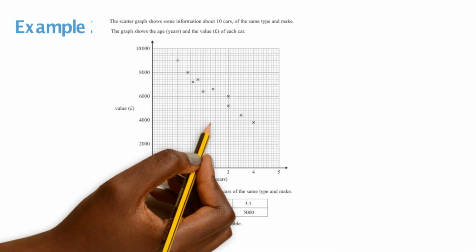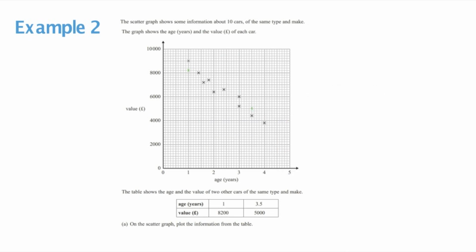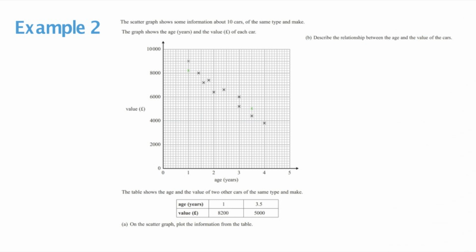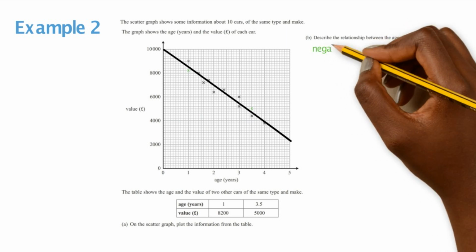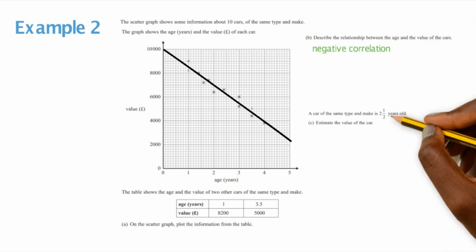Example 2. So again, this is a typical scatter graph type of exam question. This time it's asking us to plot points on the graph. So I've plotted the points in green, so you notice which ones that I've drawn on that are new. And then it's now saying describe the relationship. Again, this means the same as describing the correlation or stating the type of correlation, and we can see it's negative based on this graph.